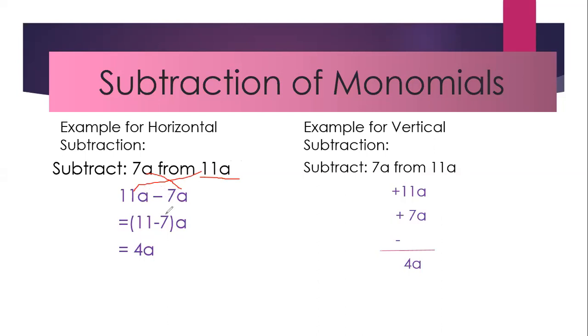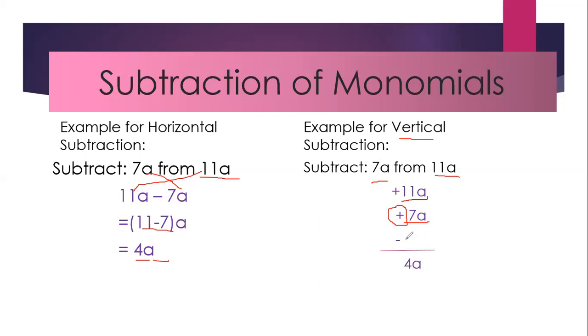Now 11 minus 7. 11 minus 7 is 4 and a. That's it. So simple. Now, what about the vertical subtraction? Vertical subtraction, from 11a subtract 7a. Now, first you have to write down plus 11a. Then the second term will be 7a. So, write down 7a over here. Now, my dear students, if there isn't any sign with 7a, that means there is a sign of plus. Okay? There is a sign of plus.